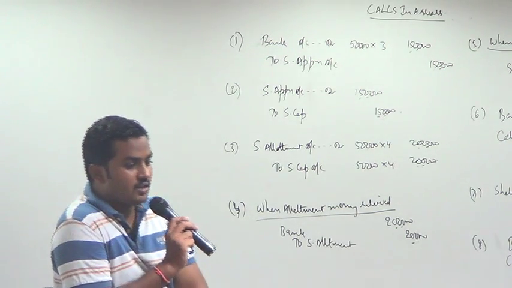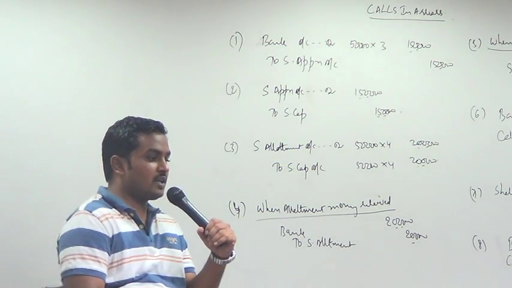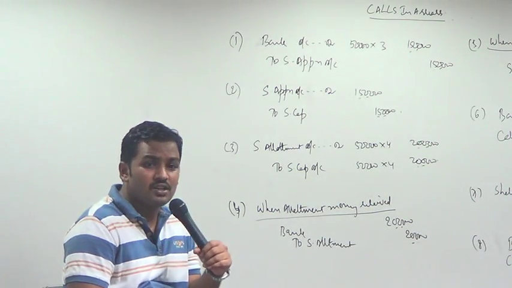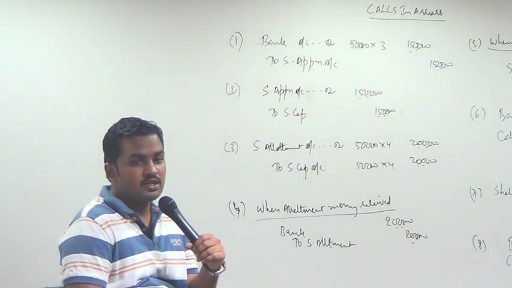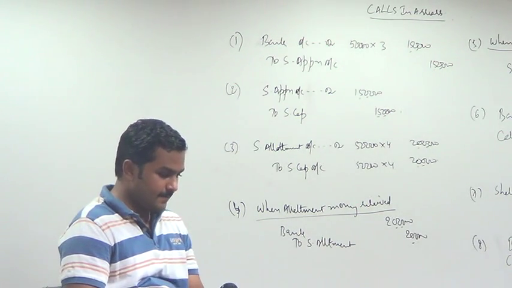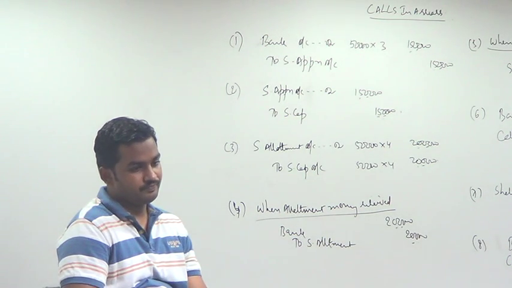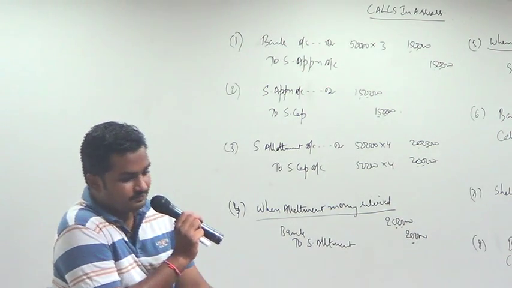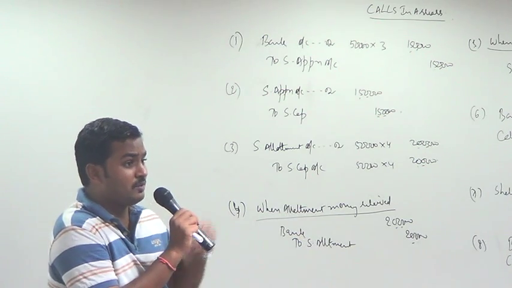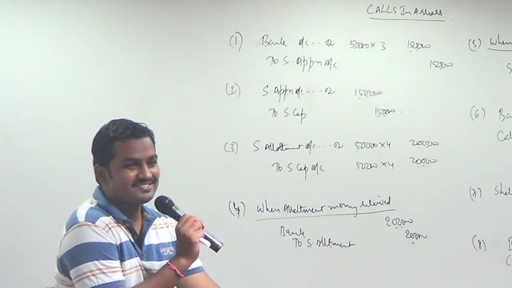Fantastic. Write down: when arrears amount is collected. When a debtor pays you money, what entry do you write? Bank account debtor. Who is a debtor here? Calls in arrears. Bank account debtor, to calls in arrears account, 3,000. If it is received. Without receiving, don't pass the entry. If you write the entry, you have to put the money out of your pocket. Without receiving money, don't write any entries like that.